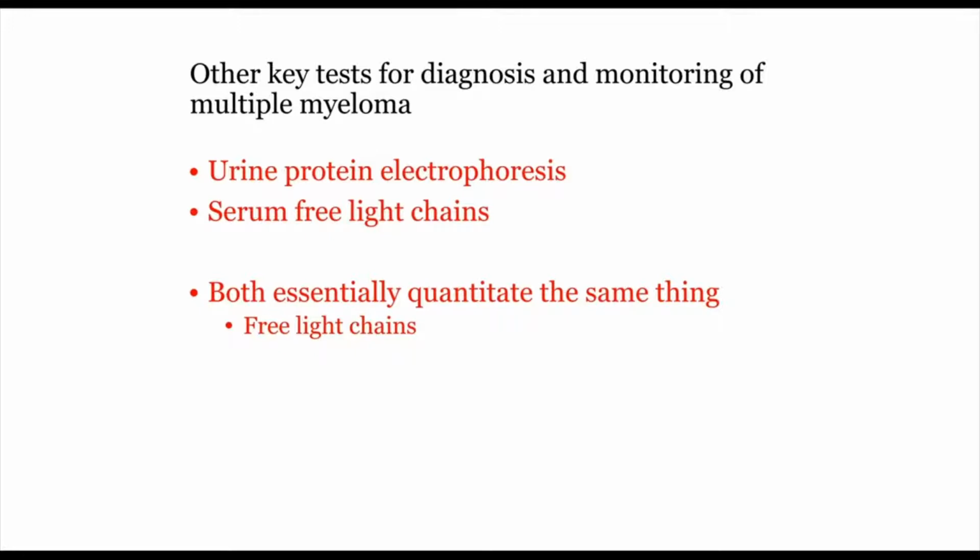Other key tests used in the diagnosis and monitoring of multiple myeloma include urine protein electrophoresis and the serum free light chain assay. The important thing about these two different assays is that they both essentially measure the same thing, which is the quantity of free light chains in patients with multiple myeloma.